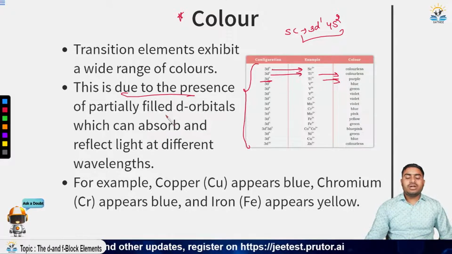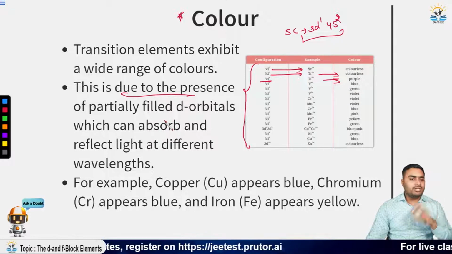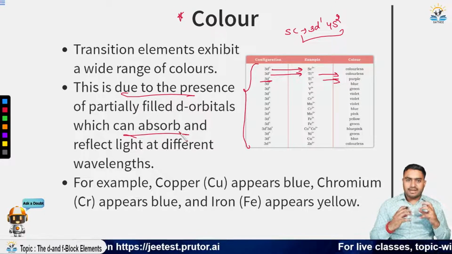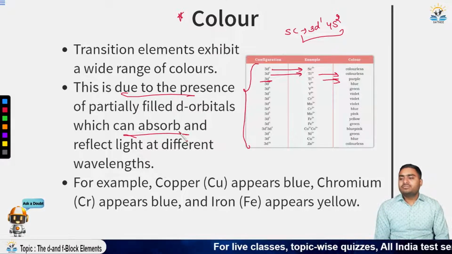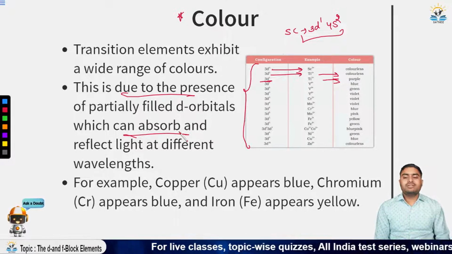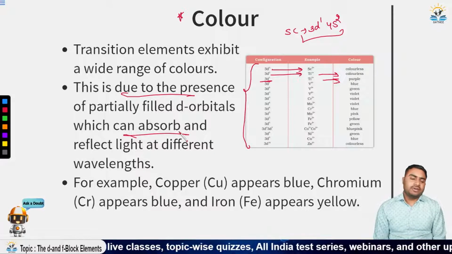The color is due to the presence of partially filled d orbitals, which can absorb some light and reflect light at different wavelengths, and we will see the reasons later. And you can see the different colors.